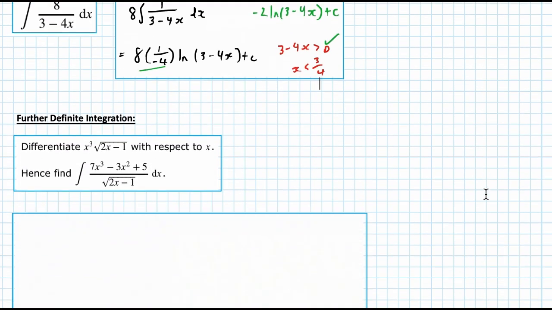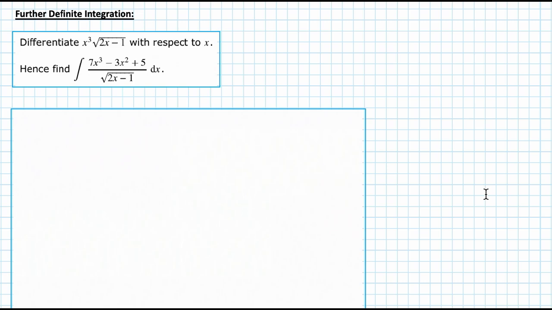Okay, that's your reverse chain rule. Then we did the exponential, and then we did natural logarithm just there. Here's a further definite integration question. It's a very common question. Differentiate something, and then when that form is given, you'll see some kind of comparison, or maybe something that's close to what we're given in the hence find solution. And we'll see that now in a second. So it involves differentiation and integration, and I think most of them have the reverse chain rule in there as well with this type of question.